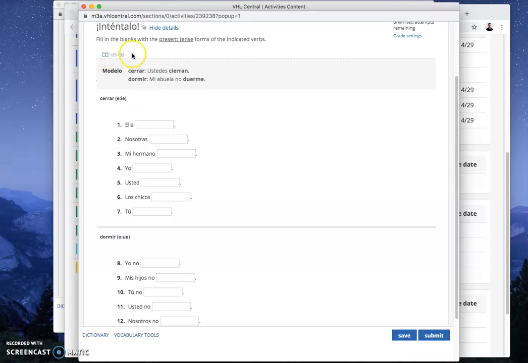And again, these are on pages 129 to 132. So it's quite easy. It gives us the verb. So for numbers 1 through 7, we're going to use the verb cerrar, which is an E to an IE stem change. And we're just going to simply conjugate the verb according to the subject.